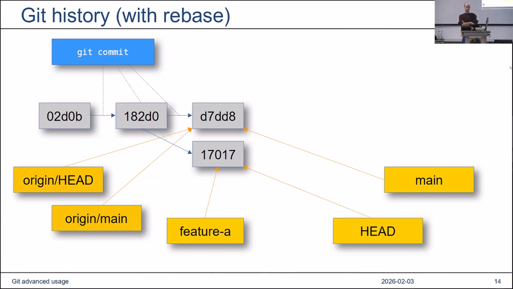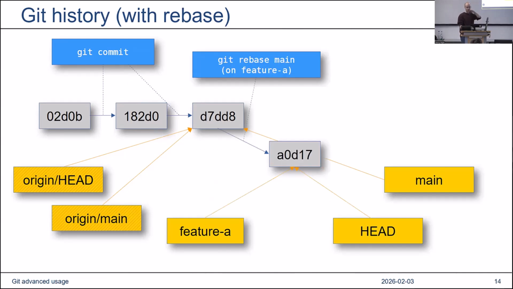In this case, what we want to do is rebase this commit 1707 that we have in the middle here, not on the 182DO commit anymore. We want to rebase it onto D7, DD8, or onto main, because main is a bit easier to remember. So what does that mean? Well, if you rebase, we kind of do this: we move this commit so that it now is based on this other one. And if you've paid attention, you might have noticed that the commit hash of our feature A branch has changed between these 2 slides.